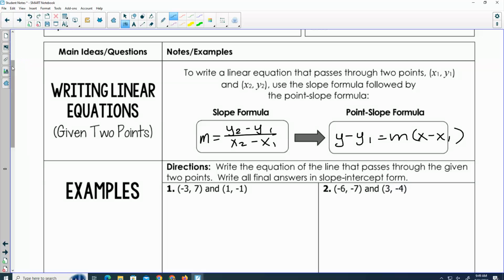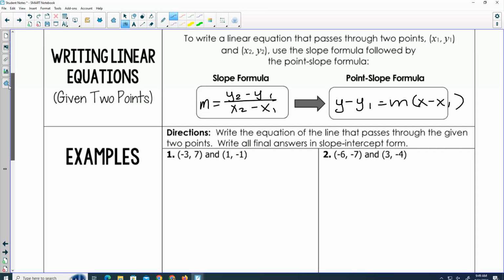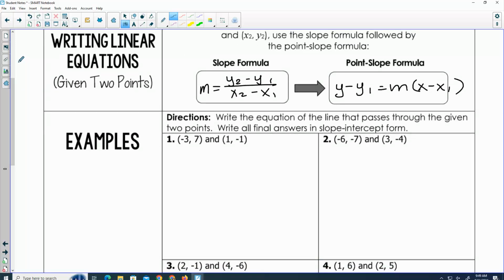So if I look at number 1, I want an equation of the line going through these points. My final equation has to be in slope-intercept form. So, we need what first? y1 and y2 and x1 and x2. We need to identify those so that we can find our slope. So this is like our x1, y1, x2, y2.